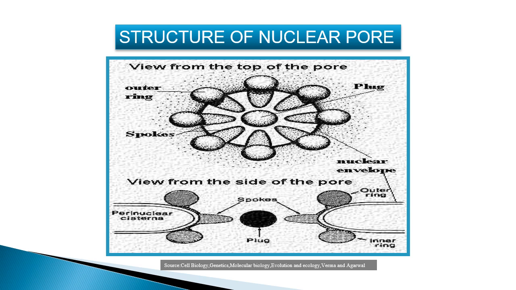The nuclear pore is guarded by two annuli, an outer and an inner annulus, each with 8 globular subunits, 50 to 20 nanometer diameter. Projecting inwards from them are 8 radially arranged spokes. In the center of the pore there is a central granule or plug. Such structure is called the nuclear pore complex.